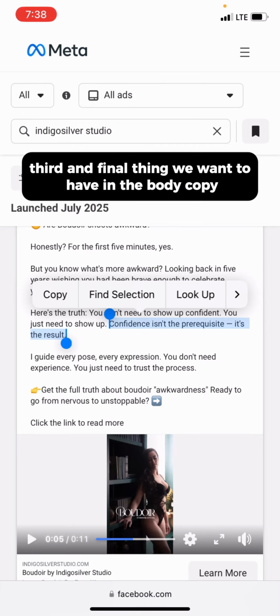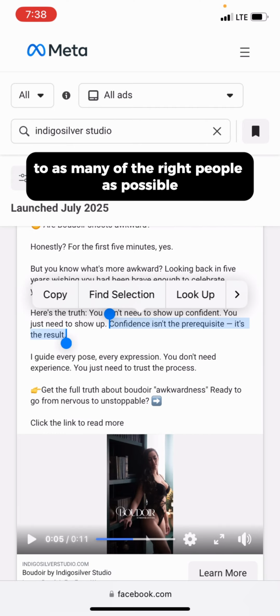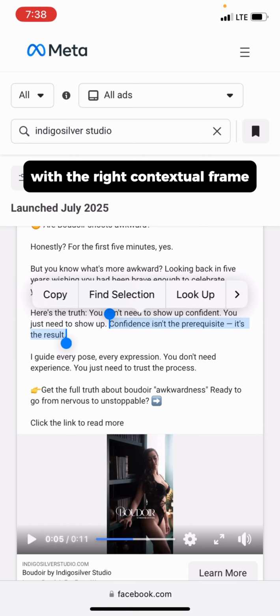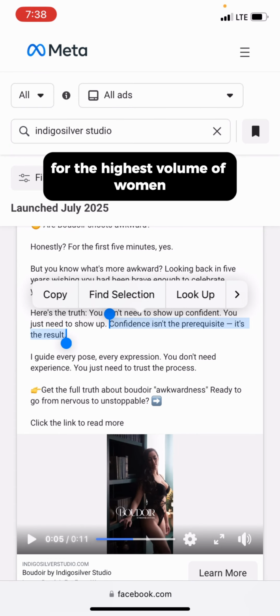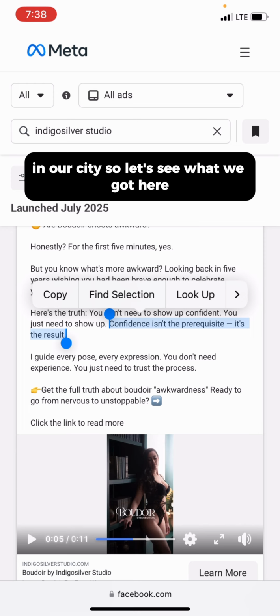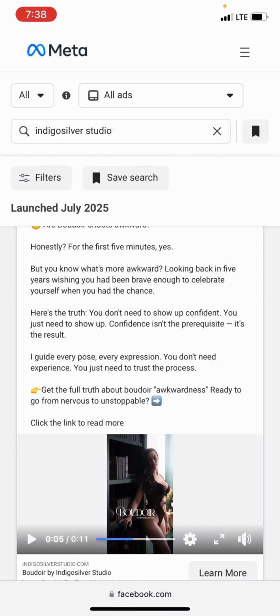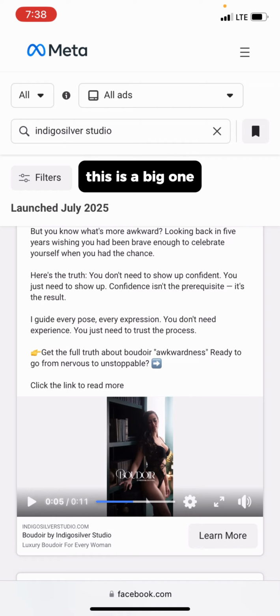All right, the third and final thing we want to have in the body copy is our full offer. Because actually the real purpose of our ad is to get our full offer to as many of the right people as possible with the right contextual frame for the highest volume of women that fit that contextual frame in our city. So let's see what we got here. No, we're missing the full offer here. This is a big one.